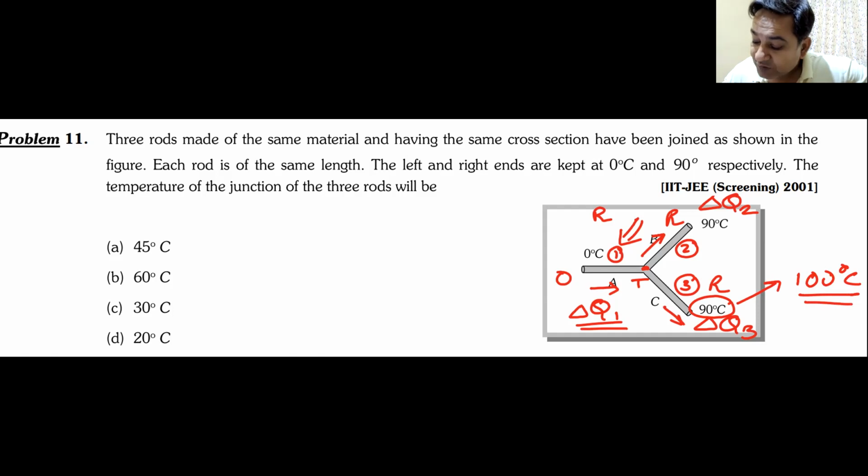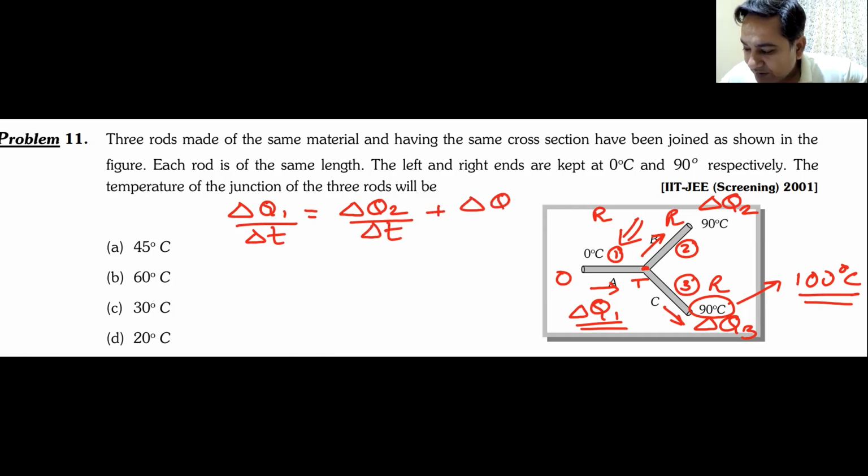So the equation that I have, and I hope everyone agrees, is delta Q1 by delta T, the heat current, will be equal to delta Q2 by delta T plus delta Q3 by delta T. Do we understand this? Yes, sir. Now I write the value of delta Q by delta T. How much is delta Q by delta T? Remember, look at the direction that I've drawn. According to that direction, what is the value of delta Q1 by delta T?